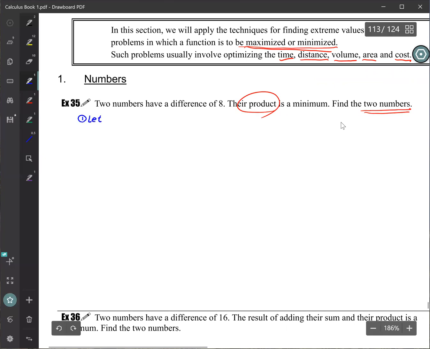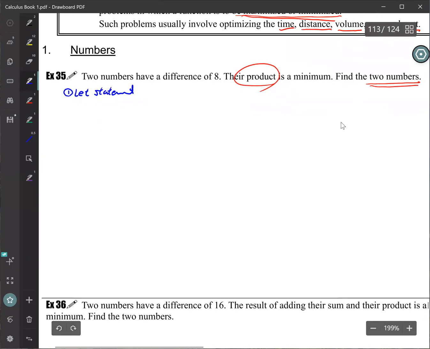So we have two numbers. We can say the first number is the x. The second number, we cannot say it's the y because we want to save the y for the thing you want to minimize. So we want to find a relationship between first and second. If we know the first, how do we get a second number? You know that they have a difference of 8, so it would just be x minus 8.